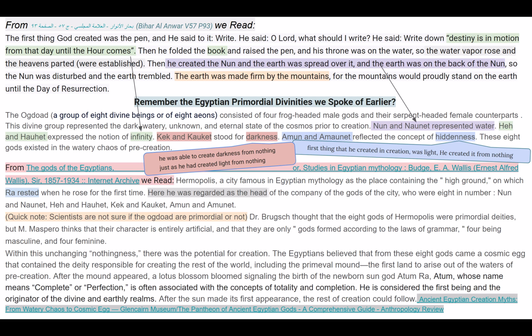Hermopolis, a city famous in Egyptian mythology as the place containing the high ground on which Ra rested when he arose for the first time. Here he was regarded as the head of the company of the gods of the city, who were 8 in number: Nun and Nunet, Heh and Hohet, Kek and Koket, Amun and Amunet. Sun god Ra.